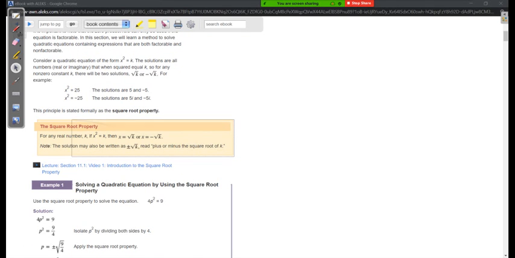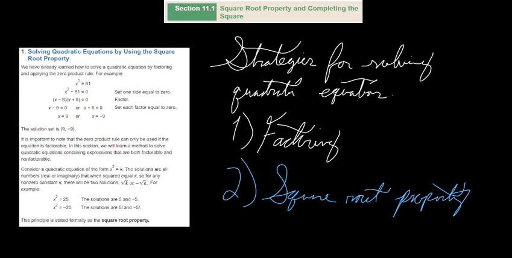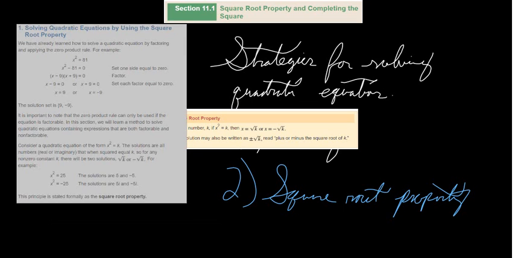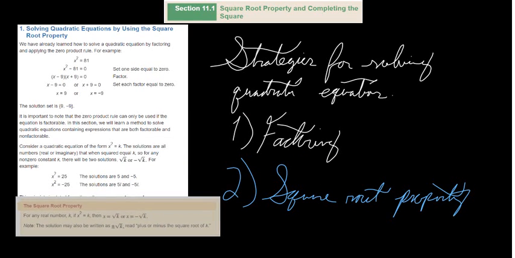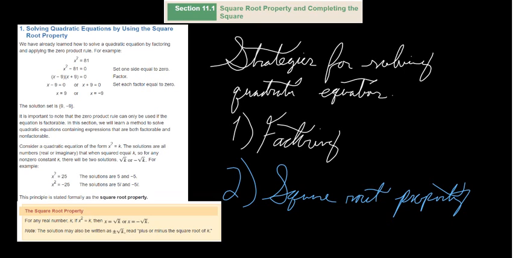Did anyone put this on the current page? Alrighty, so the square root property. For any real number k, if x squared is equal to k, then x is equal to the positive square root of k and the negative square root of k, which we saw above. The solution may also be written as plus or minus. You've seen that shorthand used. Instead of writing a positive and a negative, you can just put plus minus in front of it.